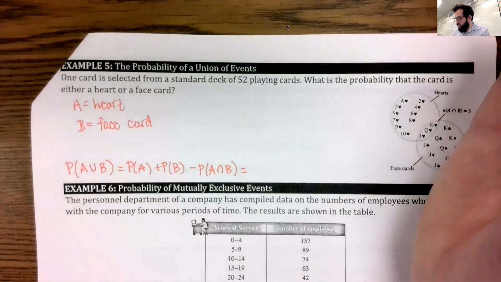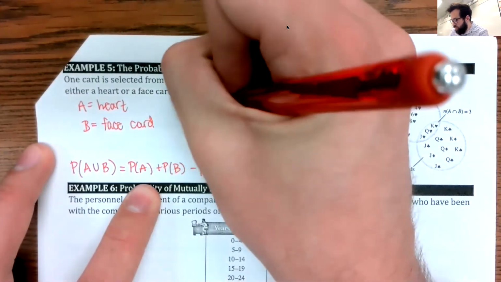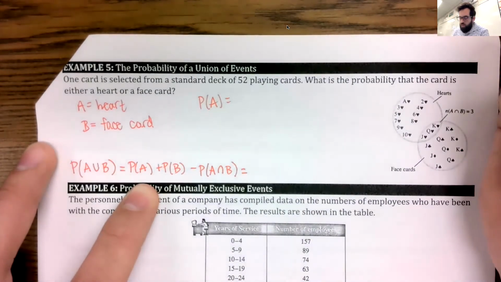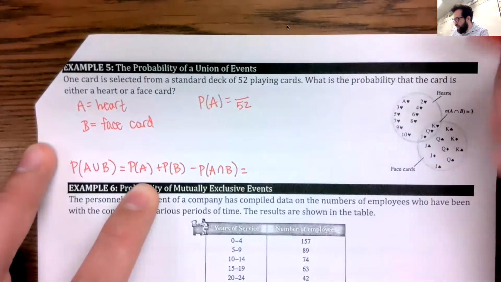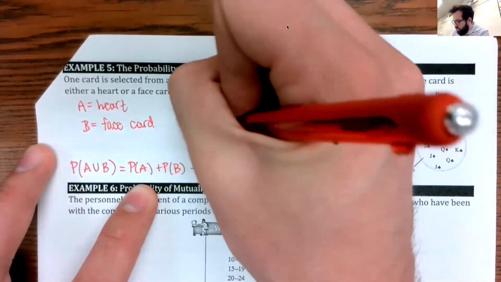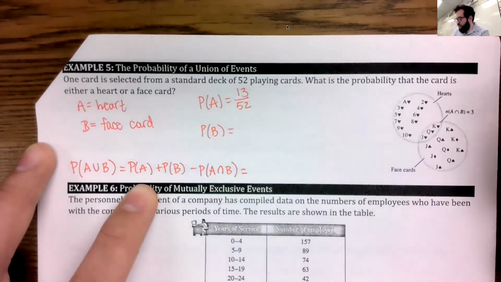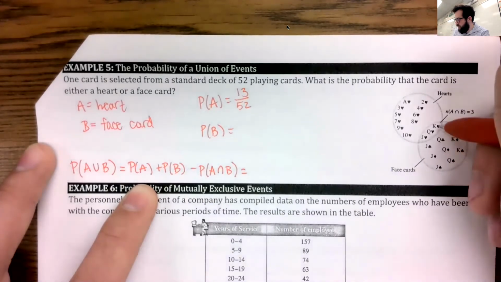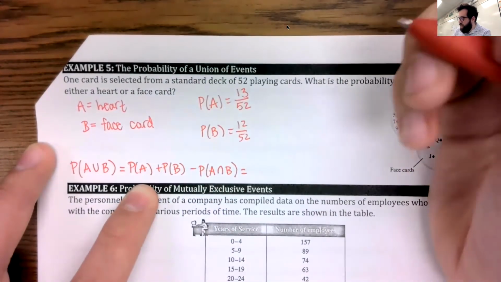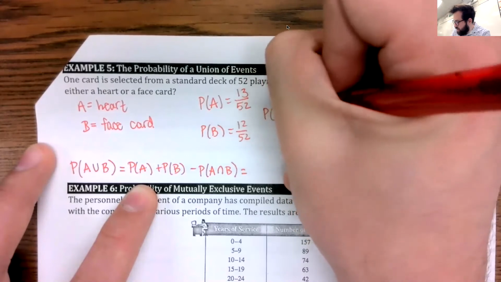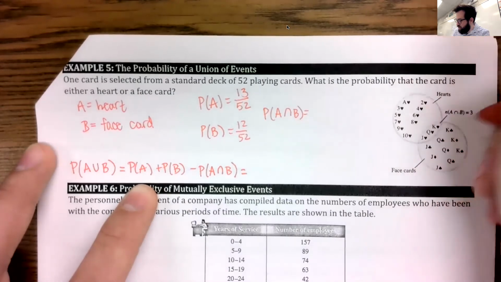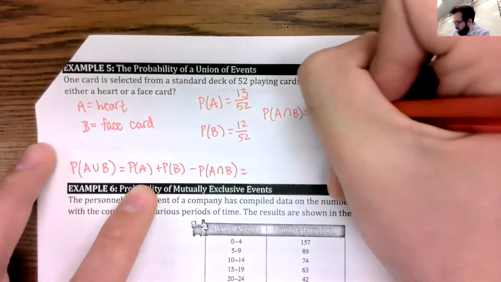So what we want to do is think about, okay, first of all, what's the probability of A? So what is the probability of picking a heart out of a deck of cards? Remember, there are 52 cards in a deck. And if we count all of these hearts over here, there are 13 hearts. What's the probability of picking a face card? If we count all of these over here, there are 1, 2, 3, 4, 5, 6, 7, 8, 9, 10, 11, 12 face cards. And then we have to think about what's the probability of A intersect B? How many overlap? And that would be these 3 right here, the Jack of Hearts, the Queen of Hearts, and the King of Hearts. So that's 3 over 52.